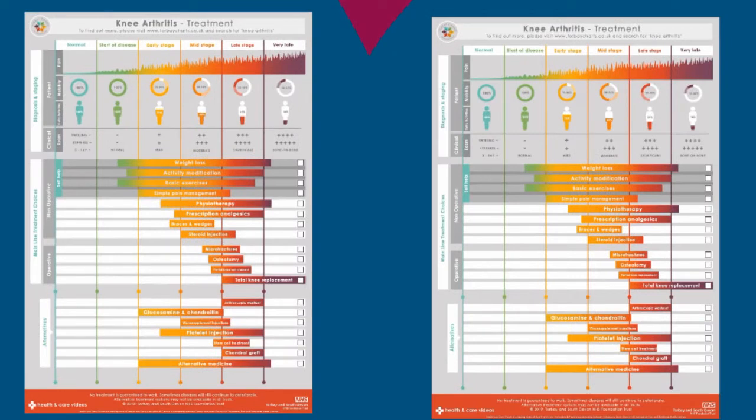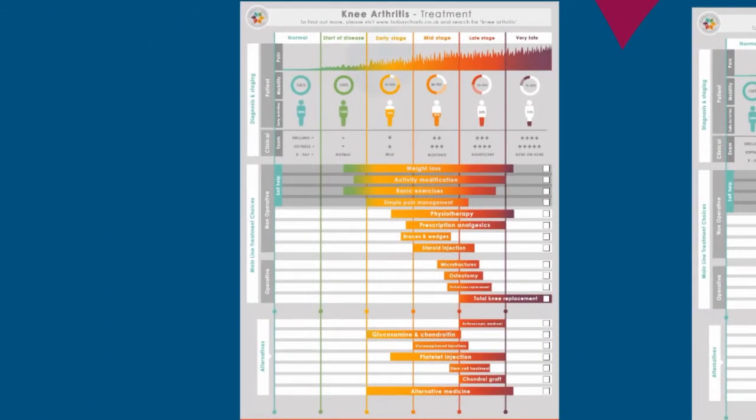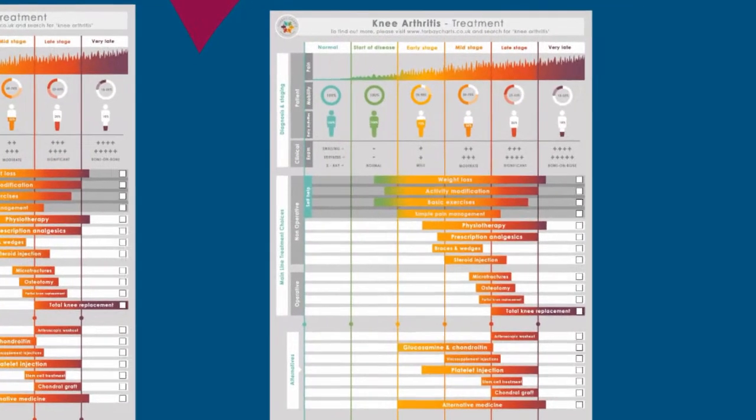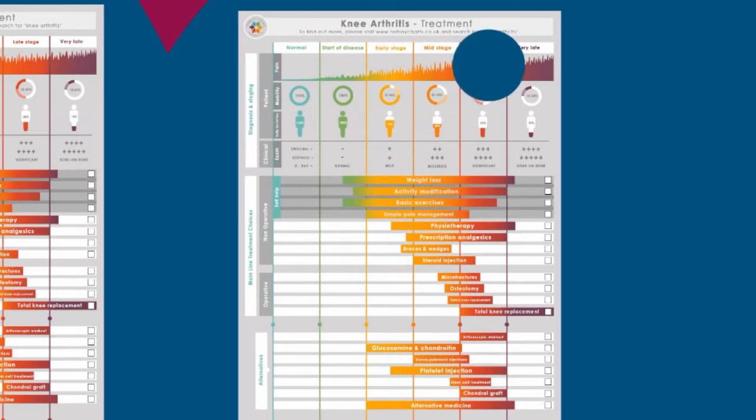Let us see how the same chart can be used differently for 2 different patients in different stages of the disease. Here, patient A enters the treatment at a much earlier stage of the disease. For this particular patient, simple and less invasive treatments would be the most appropriate choices to consider. Whereas patient B enters the treatment at a much later stage, and here more invasive treatment including knee replacement may have to be considered as a treatment option.